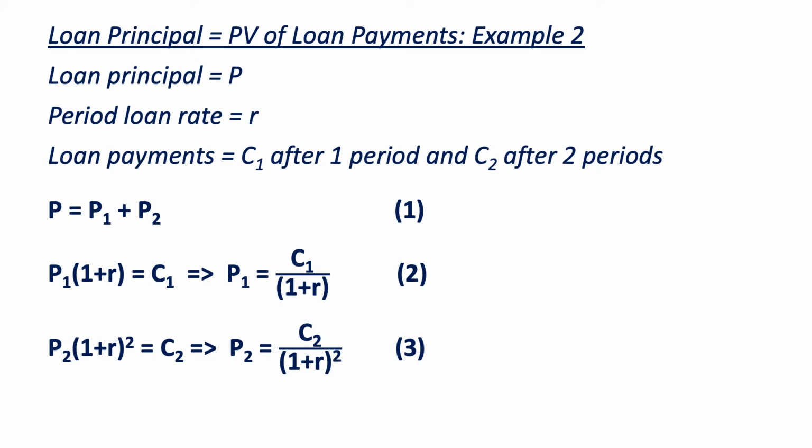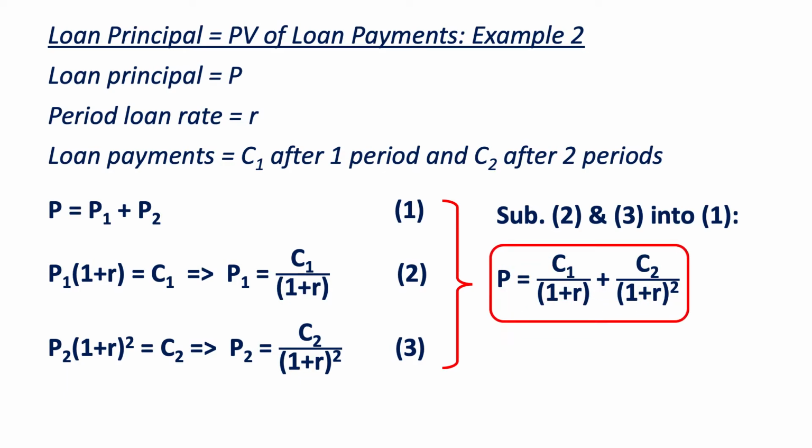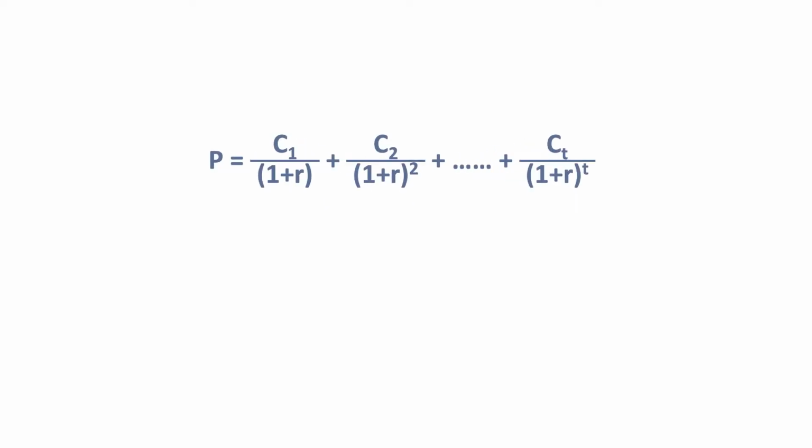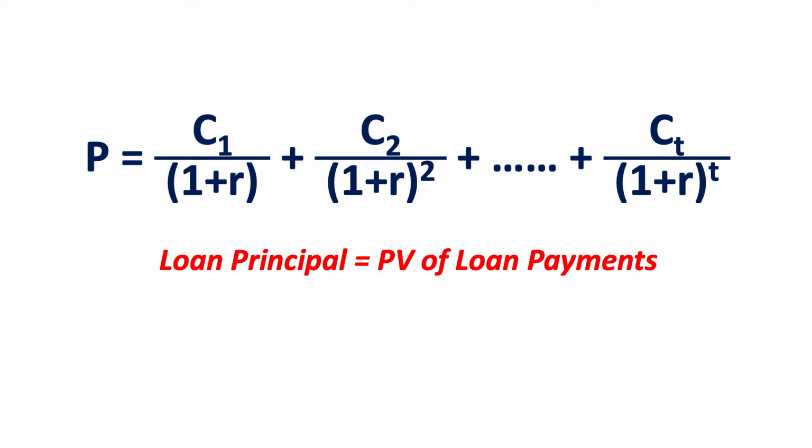We then substitute equation 2 and equation 3 into equation 1, and we will end up with this equation. In the left-hand side, we have loan principal, and in the right-hand side, we have the PV of both loan payments. And so again, we will have loan principal equal to the PV of loan payments. We can easily extend our examples to any arbitrary number of payments and end up with this equation. No matter how many loan payments we have, we still have loan principal equal to the PV of loan payments, as long as loan payments are discounted by the interest rate of the loan.